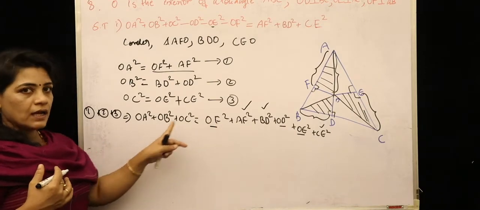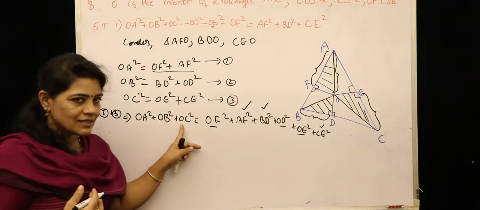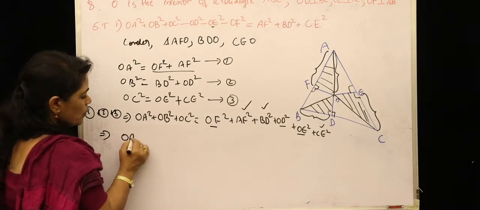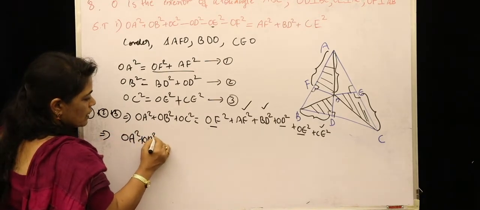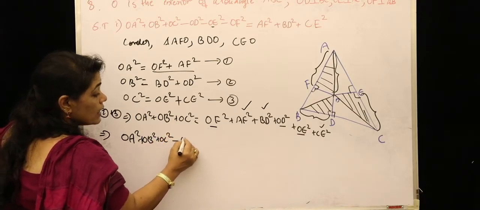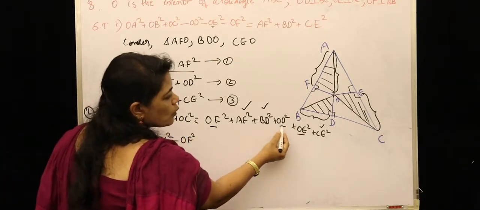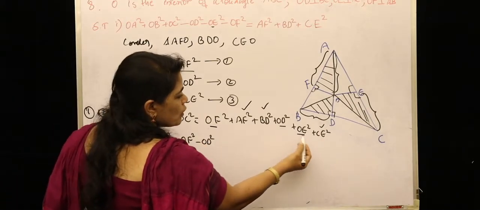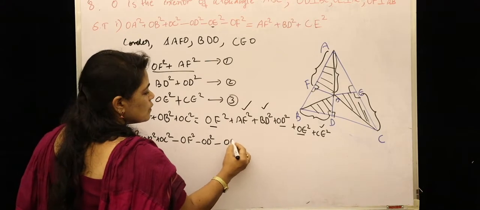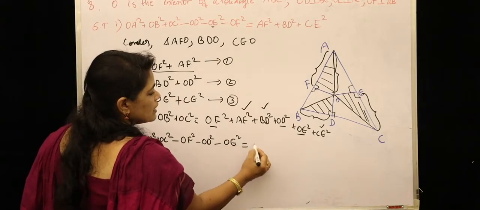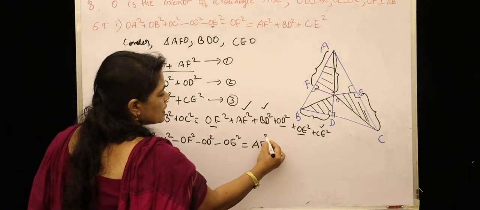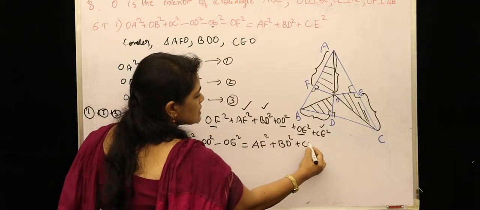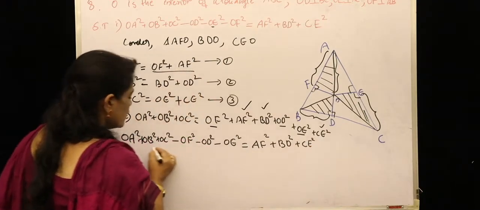OF square becomes minus OF square. So along with these 3 terms already there in the LHS, this implies OA square plus OB square plus OC square minus OF square. Here OD square comes to the LHS as minus OD square, and OE square as minus OE square, equal to the remaining terms AF square plus BD square plus CE square. This is the required proof.